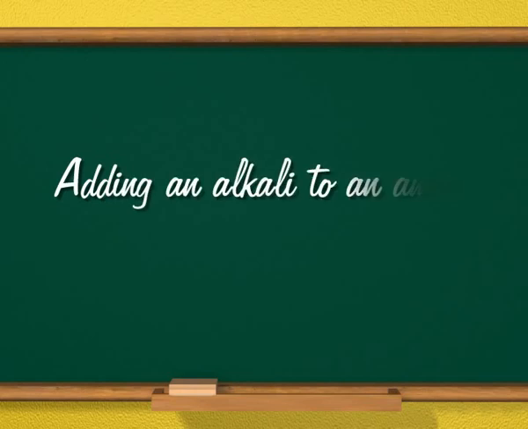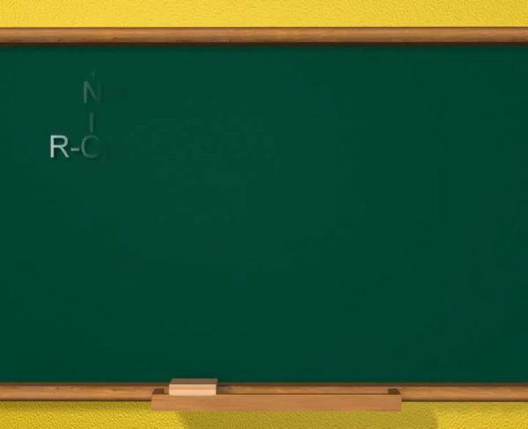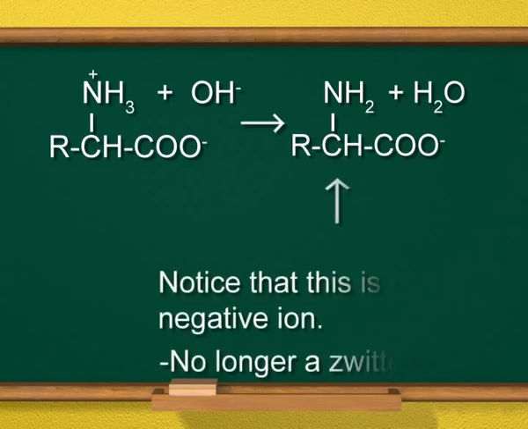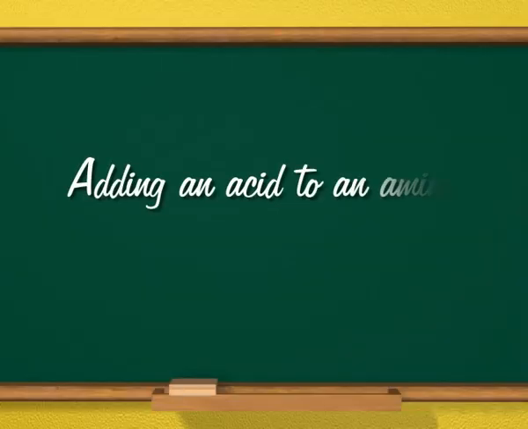Adding an alkali to an amino acid solution. If you increase the pH of a solution of an amino acid by adding hydroxide ions, the hydrogen ion is removed from the NH3 positive group. We can now show that the amino acid exists as a negative ion using electrophoresis.